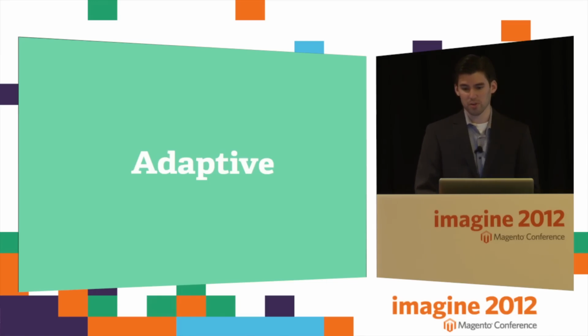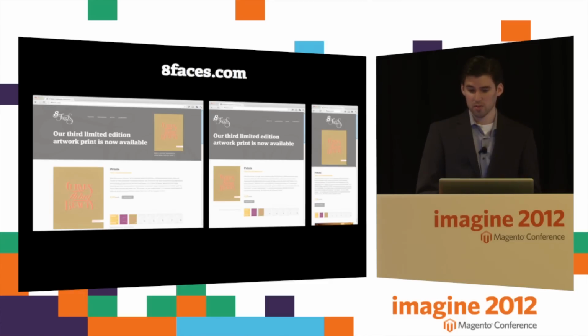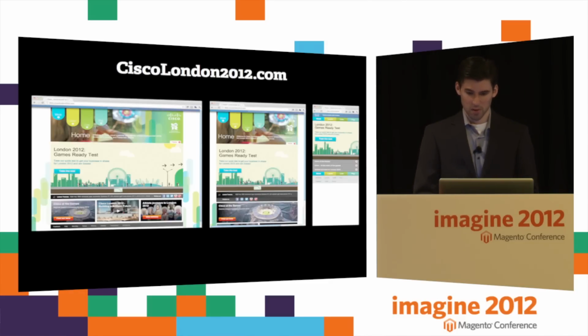Adaptive sites use media queries to adjust layout at specific breakpoints, but they aren't necessarily 100% fluid in between those breakpoints. So 8 Faces is a limited run book publisher that uses an adaptive layout. Cisco's site for the London 2012 Olympics is also adaptive.